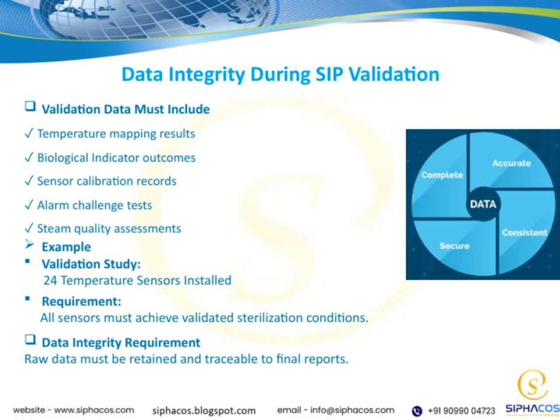When we talk about data integrity during SIP validation, we're focusing on the quality and reliability of the data collected throughout the process. This means including temperature mapping results, biological indicator outcomes, sensor calibration records, alarm challenge tests, and steam quality assessments. For example, in a validation study with 24 temperature sensors installed, every sensor must meet the validated sterilization conditions. And crucially, all raw data has to be retained and traceable back to the final reports. No shortcuts, no missing pieces.